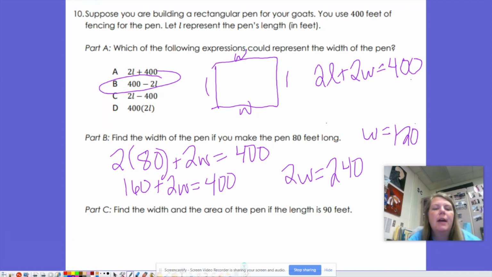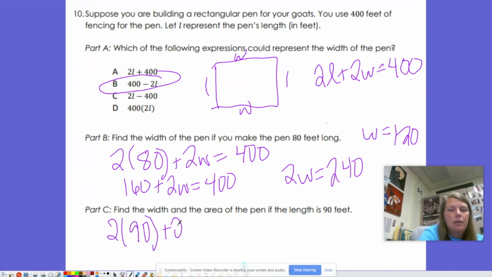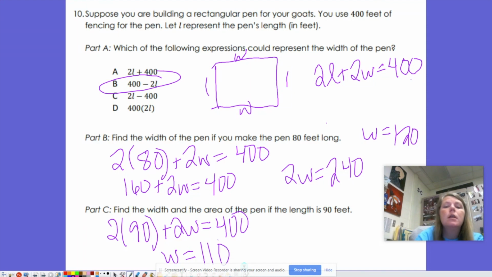And then part C, find the width and the area if the length is 90 feet long. So same thing we did in part B, but we would have substituted in 90 for that length. So if we did that and then solved for the width, you should have ended up getting a width of 110 feet. And then we want to multiply 110 times 90 because we're getting the area, and that would be 9,900, and that would be square feet.